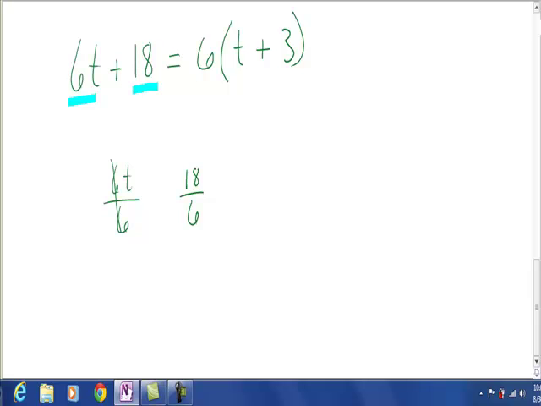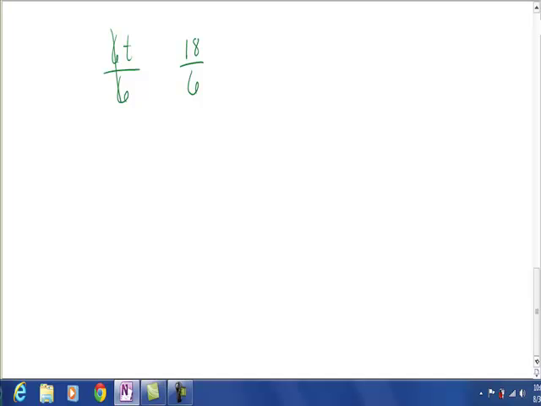And of course you could use distributive property to verify that this is correct, right? Because we could come back in here and say, well, let's multiply this out using distributive property, and that gives me 6 times t is 6t plus 6 times 3 is 18. And I'm right back where I started. So we've verified that what we did is correct. Mathematically, we didn't do anything wrong. All right, moving on.